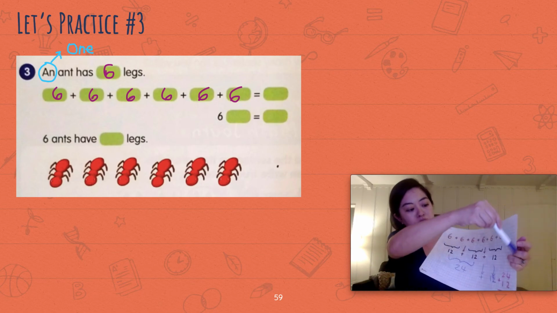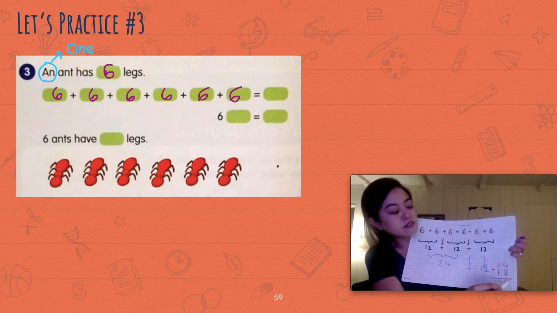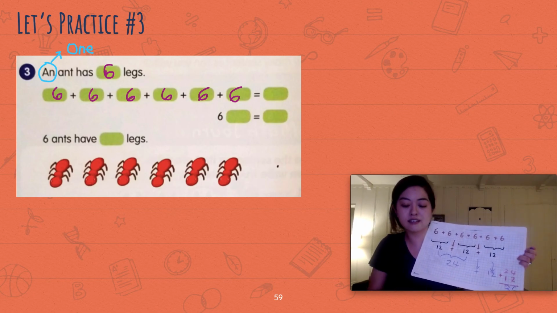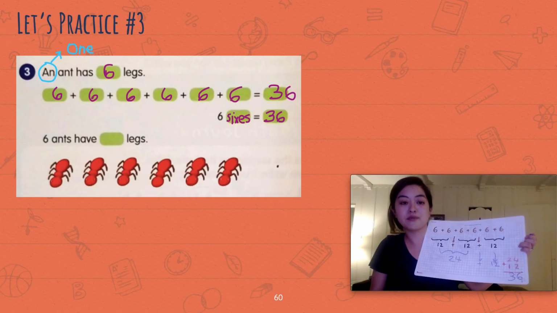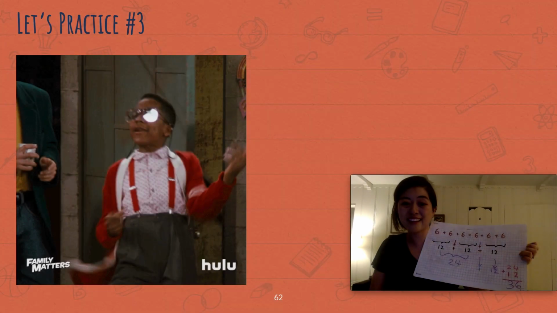Okay, let's add the ones. 4 and 2 make 6. Let's add the tens. 2 and 1 make 3. So that's 36. Okay, so 6 sixes is also 36. So 6 ants have 36 legs.